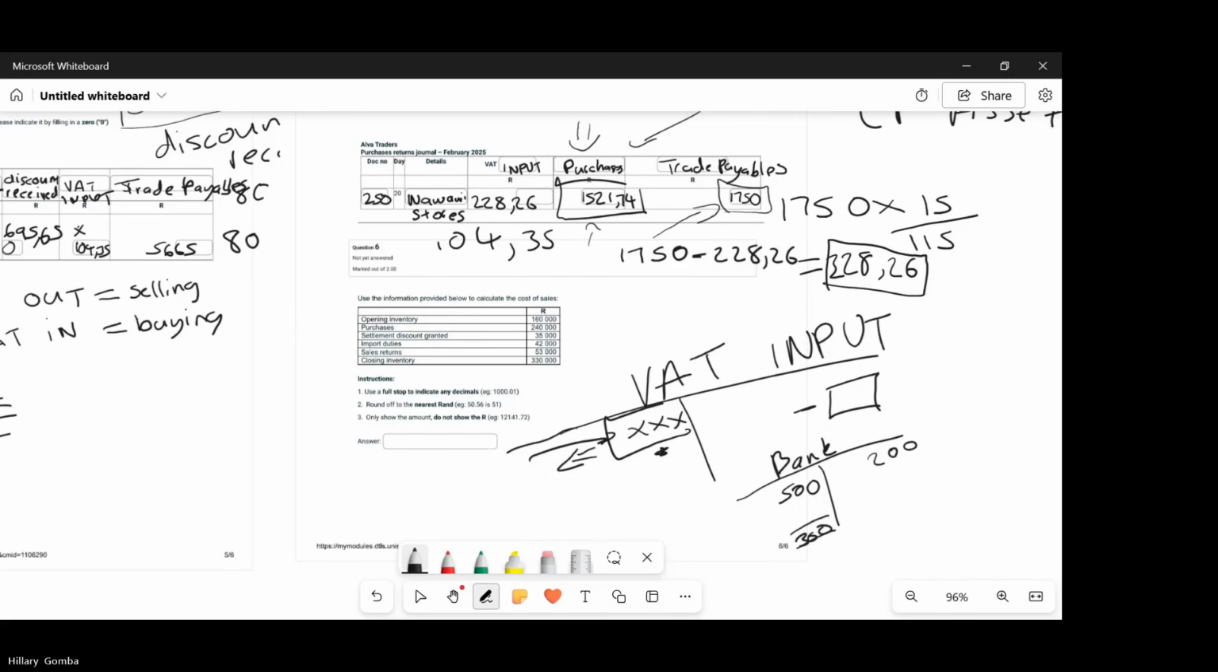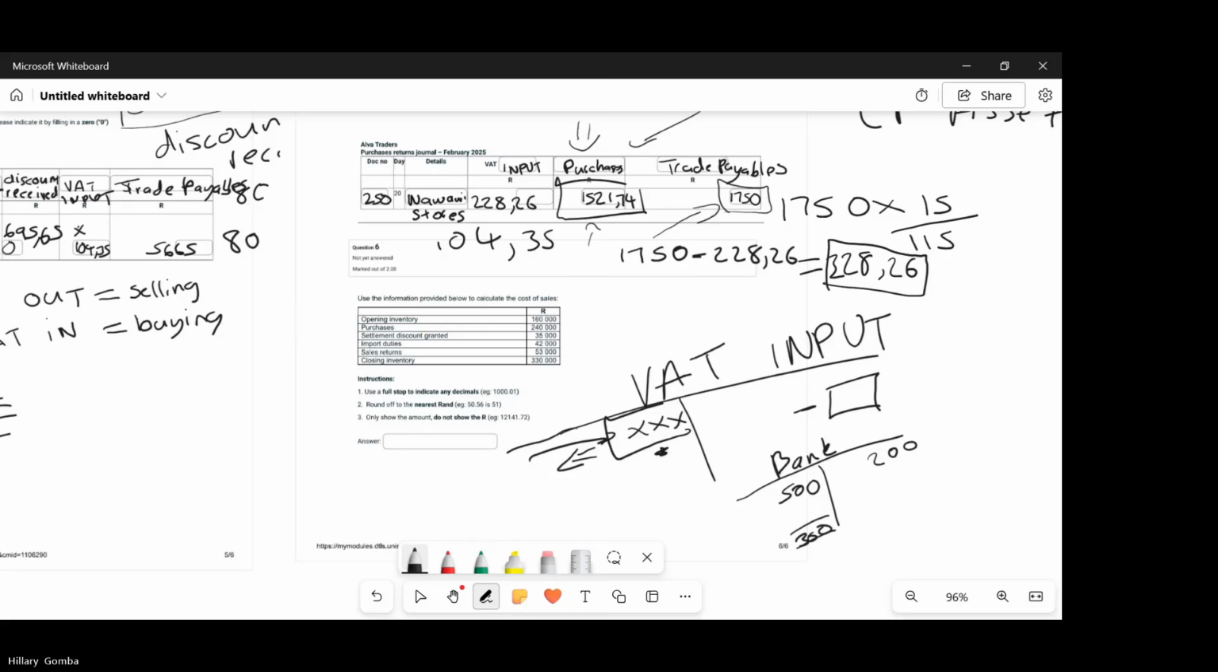Okay, let's say I'm purchasing something for 200 Rand. And then I have to claim VAT on the 200 Rand. Then I record this VAT as VAT input, because it's money that I'm going to claim at SARS. Now in my books I have an additional asset.